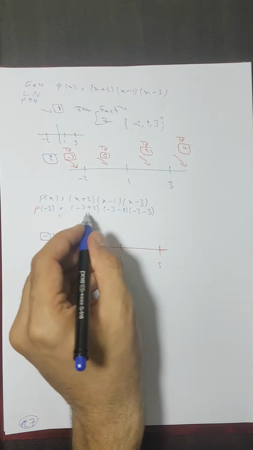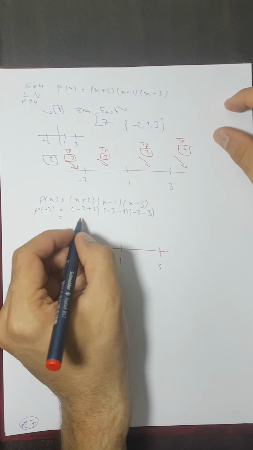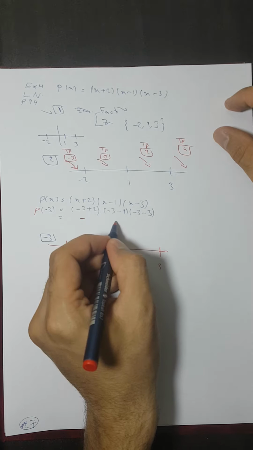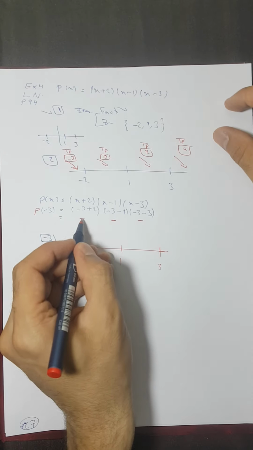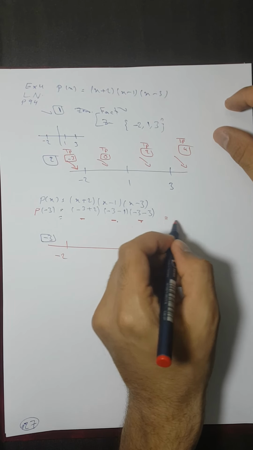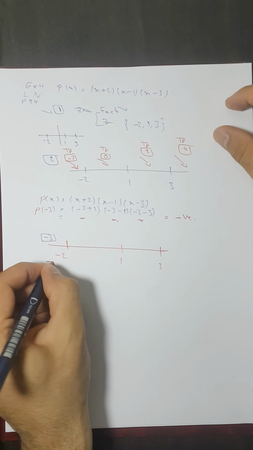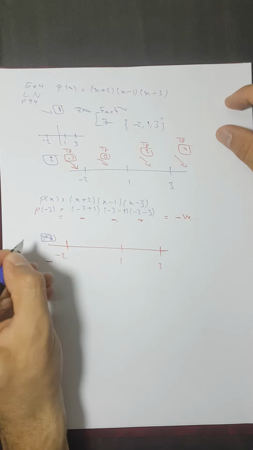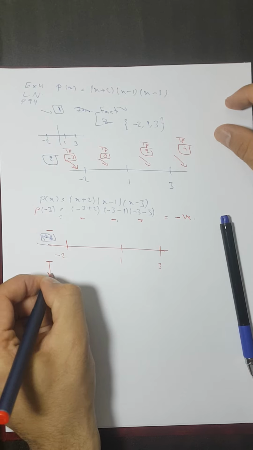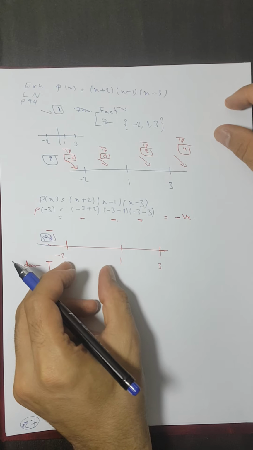Now what do I get? Really, we don't care about the value here. We just care about the sign. For example, minus 3 plus 2, I get negative, and here also I get negative, and here also I get negative. Negative times negative is positive, multiplying by negative is equal to negative. Negative means that my graph is going to decrease.